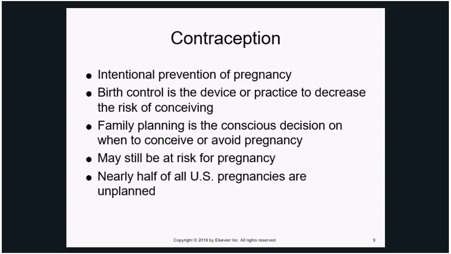Contraception is the intentional prevention of pregnancy. Birth control is a device or practice to decrease the risk of conceiving. Family planning is the conscious decision on when to conceive or avoid pregnancy, and you still may be at risk for pregnancy. Nearly half of U.S. pregnancies are unplanned.